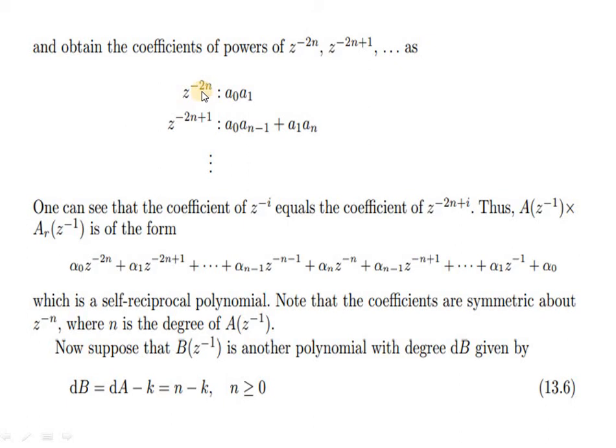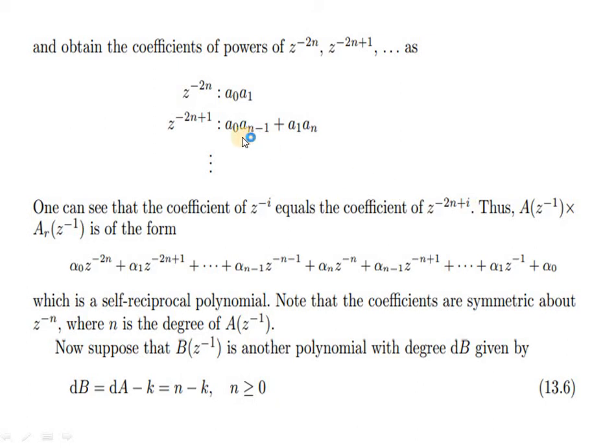Likewise, we can write the coefficients for all the powers of z in the polynomial. From these two multiplications, we come to one result: the coefficient of z raised to minus I is equal to the coefficient of z raised to minus 2n plus I.